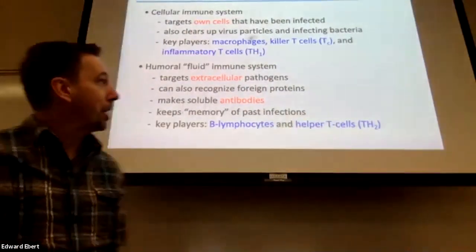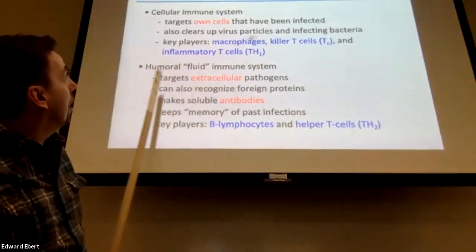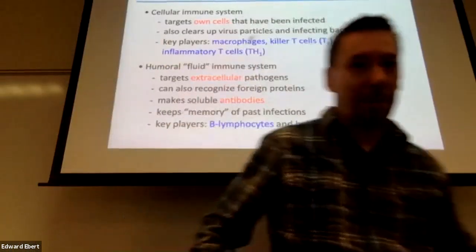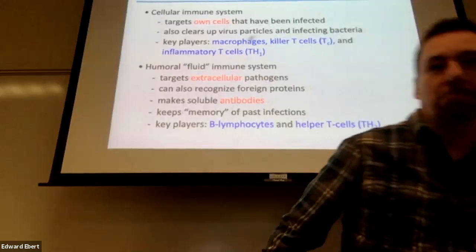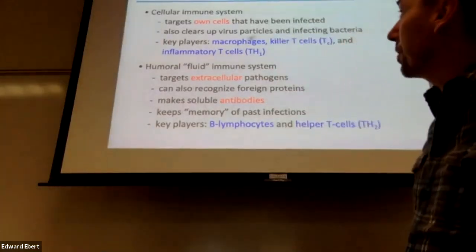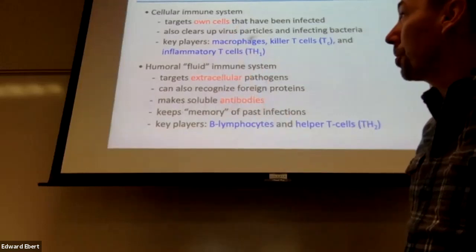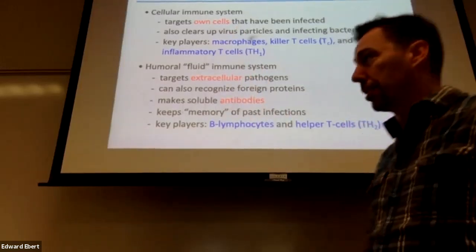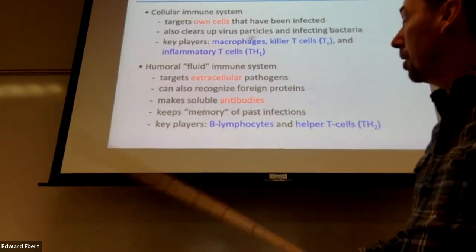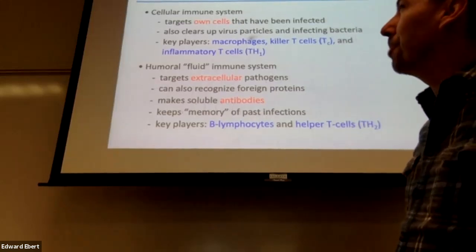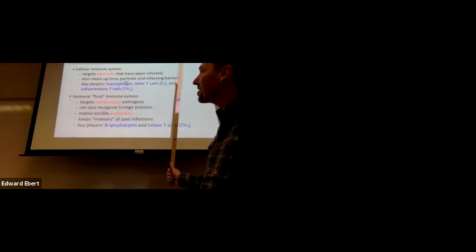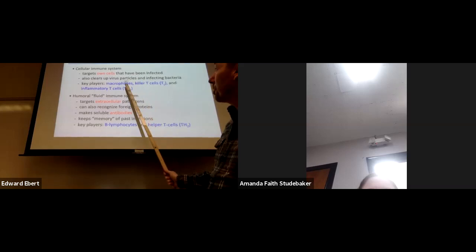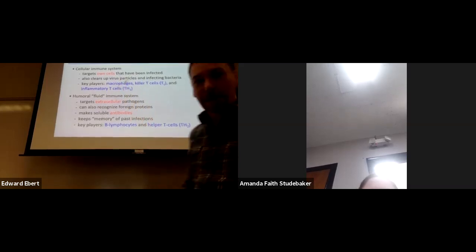If we look at our antibodies and our antigens in here, we can talk about the immune system. We really have two types of immune systems circulating around our bodies. We've got the cellular immune system, which will target the body's own cells that have been infected, that are expressing, say, bacteria or viral infections, or vectors. It'll clear up virus particles and infecting bacteria, targeting the own cells that are bad.